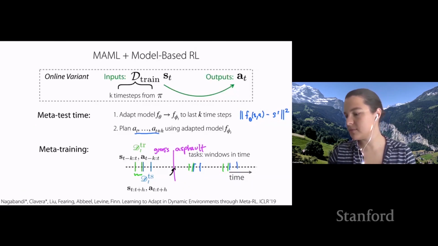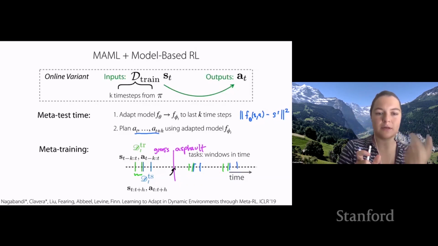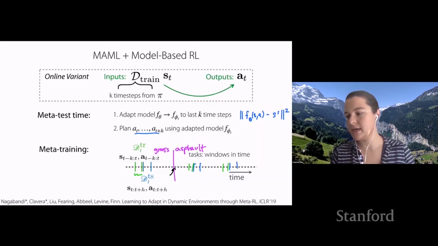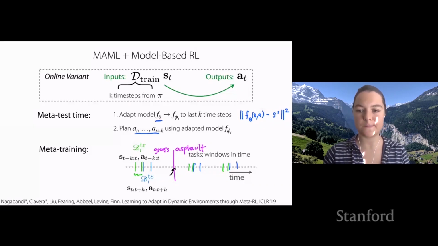Okay, so in terms of the algorithm, we basically sample these train sets and test sets from different windows of time. We use MAML to adapt our dynamics model on the train set, evaluate it on the test set, and then update the initial parameters such that that adaptation was successful.